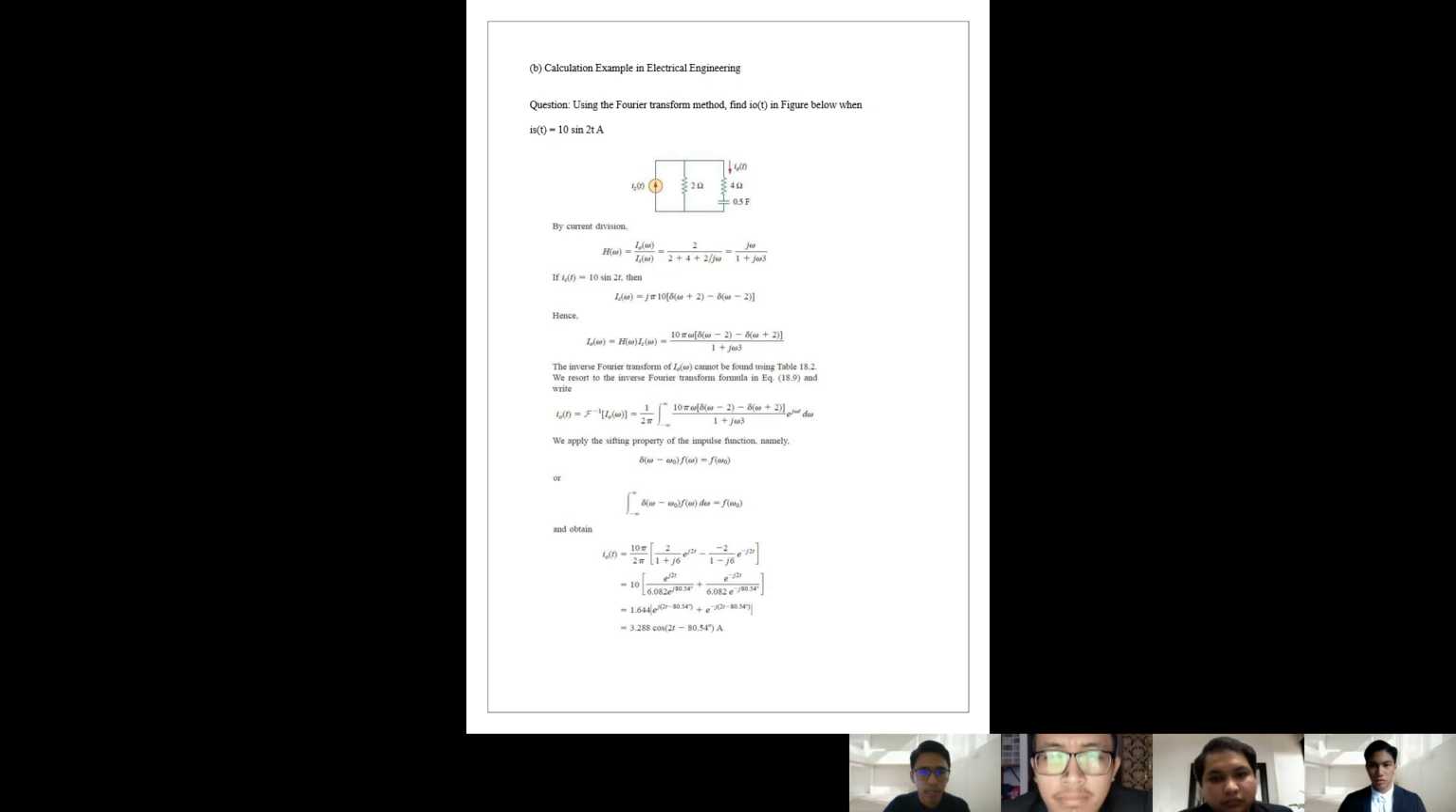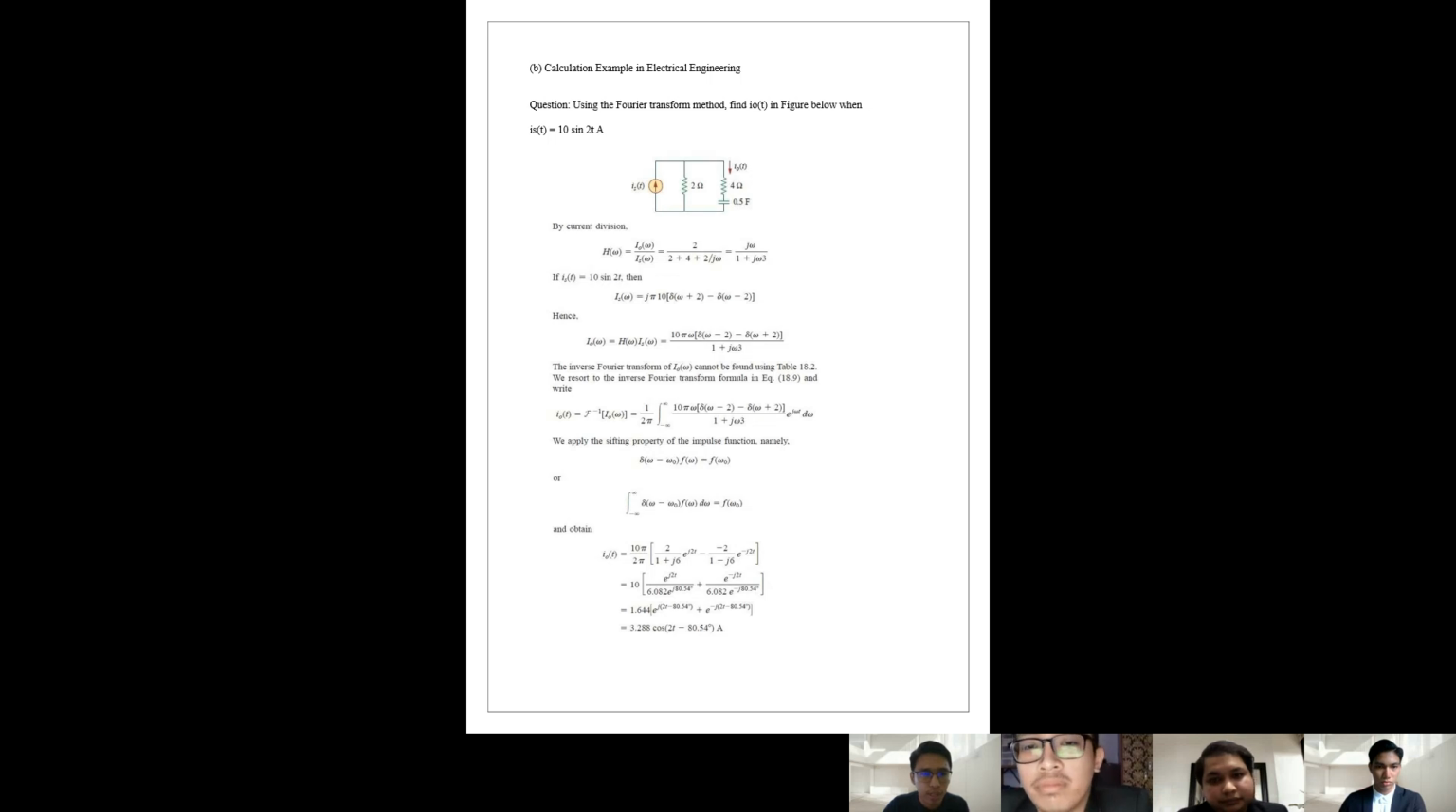The inverse transform of I_o of omega cannot be found using Table 18.2. So using the inverse Fourier transform formula, we write i_o(t) equals F to the power of -1 of I_o of omega, which equals 1 over 2 pi times the integral from negative infinity to infinity of 10 pi j omega times delta of omega minus 2 minus delta of omega plus 2, over 1 plus j omega 3, times e to the power of j omega t d omega. We apply the shifting property of the impulse function, namely delta of omega minus omega_o times f of omega equals f of omega_o.